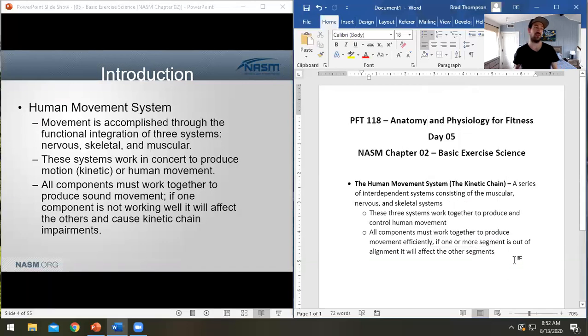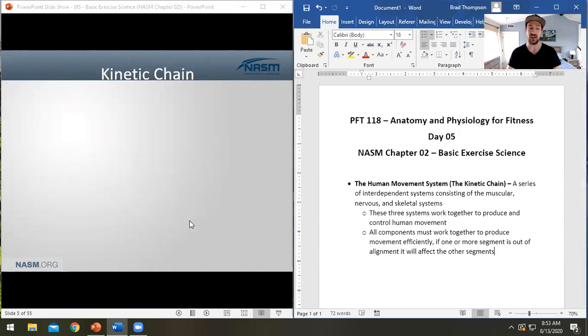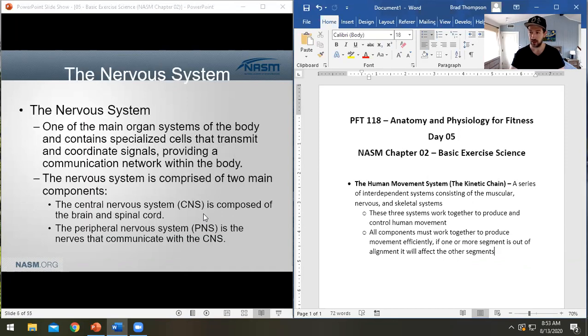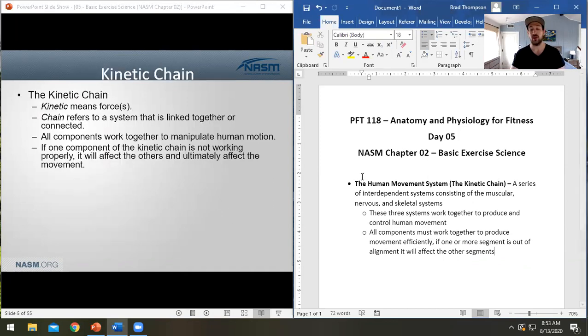If you think of a chain and you have one link that's slightly malaligned, it's going to screw up the other ones, right? So that's why we use that term so often. So kinetics comes from the word forces, and chain is something that is linked together. And if one link is weak, then the rest of them are going to be weak.